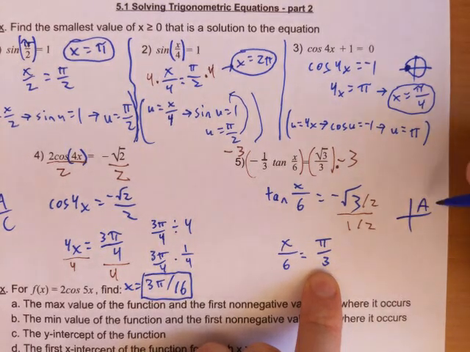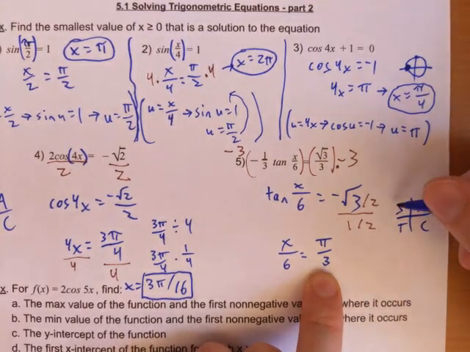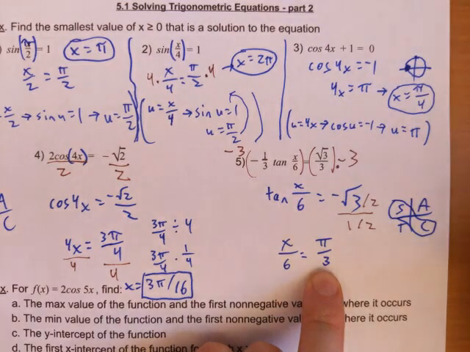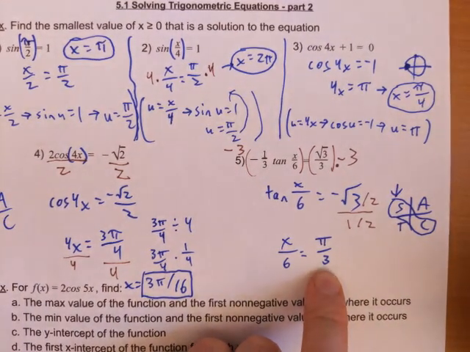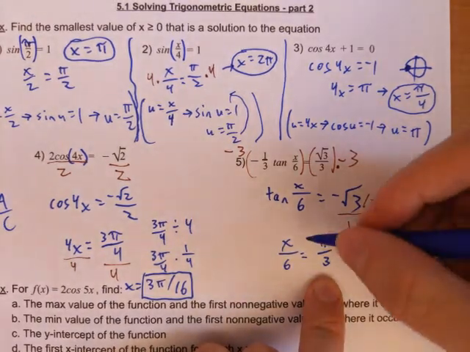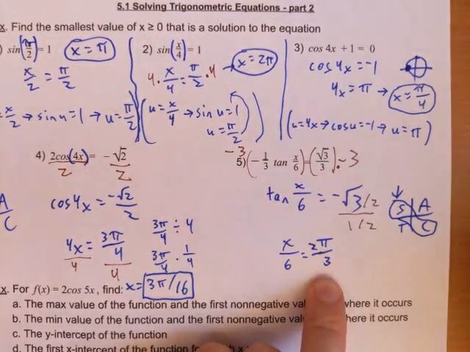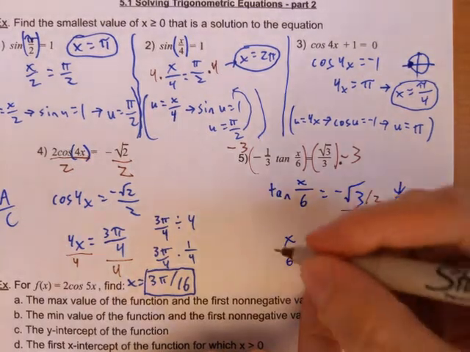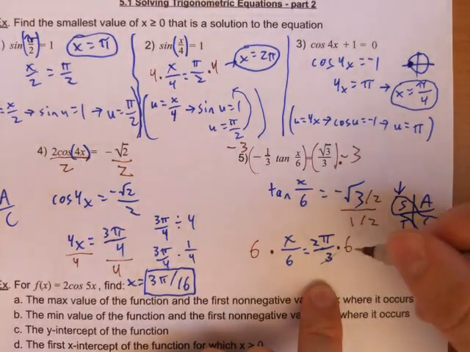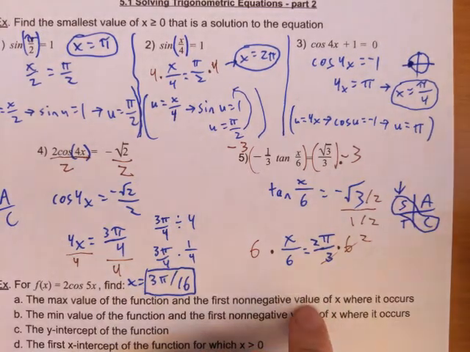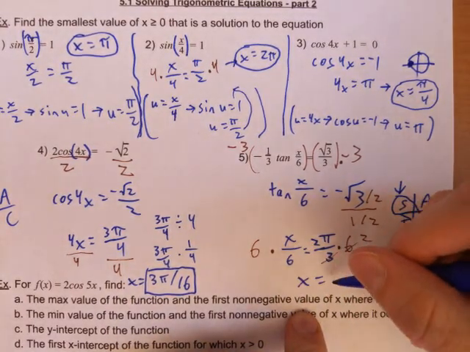I'll think about ASTC. Tangent is negative in the second and fourth. We want the smallest angle. So I'm going to use quadrant 2 again. And so that's going to be 2 pi over 3. And then we'll multiply both sides by 6. Do some cancellation. And my final answer is 4 pi.